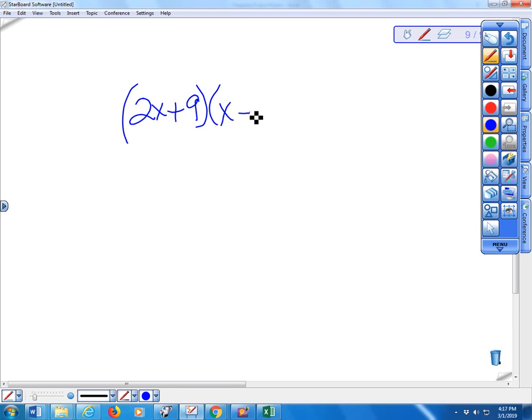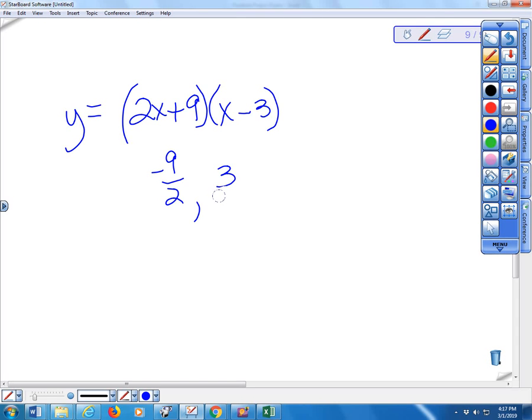X minus 3. Yes. Okay, so when you have it in intercept form, what's given to you are the roots or the zeros. We've already talked about that. The roots are negative 9/2 and 3. To find the vertex from intercept form, the vertex happens at the midpoint of these two, right?